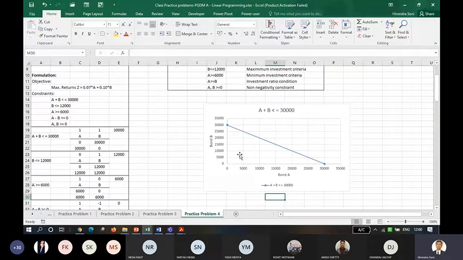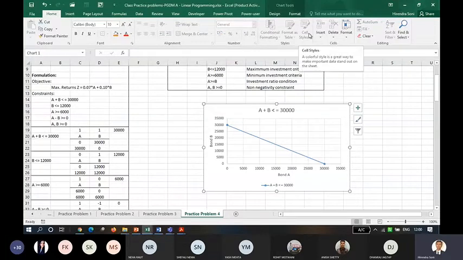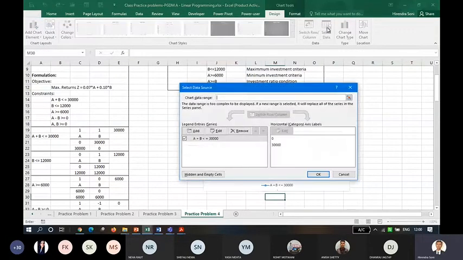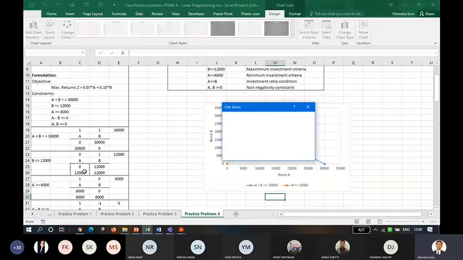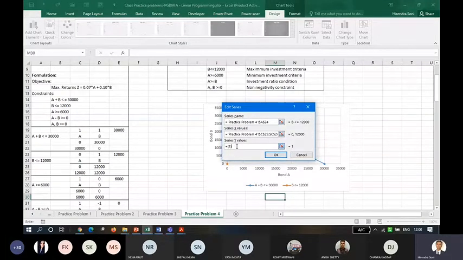So my common region is, since we are talking about less than or equal to, this region. This is my common region. When I add this B less than or equal to 12,000, let me add that. This is my series name, X values. Are we able to follow?